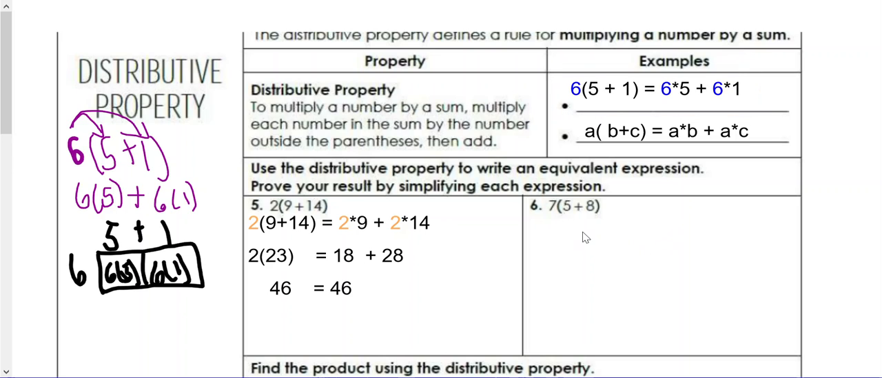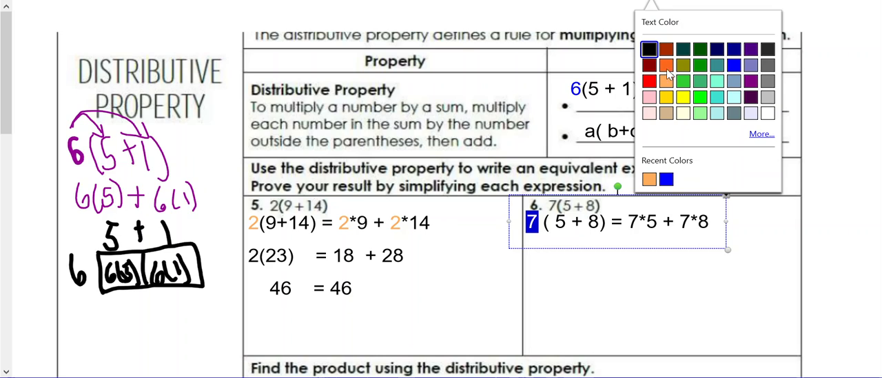Now let's do this again for the next part, which is 7 times the quantity 5 plus 8. We're going to do the exact same thing. So it's 7 times the quantity of 5 plus 8, because it's in parentheses. That's why you say the quantity of. If I was making you say it, that's how you'd say it. So now we have 7 times 5 plus 7 times 8, because again, the 7 comes from being on the outside of the parentheses, and you need to multiply it in.